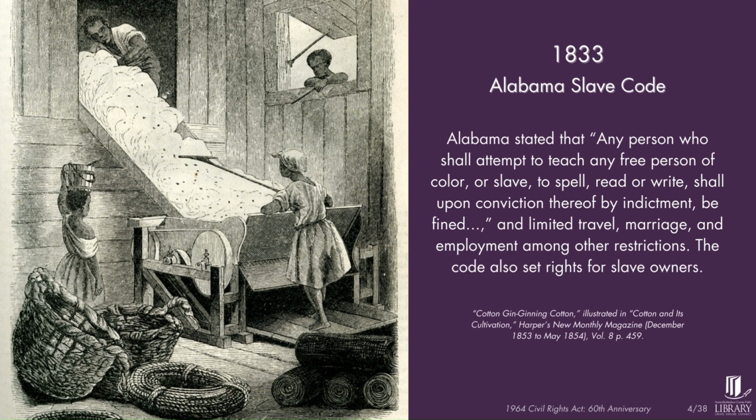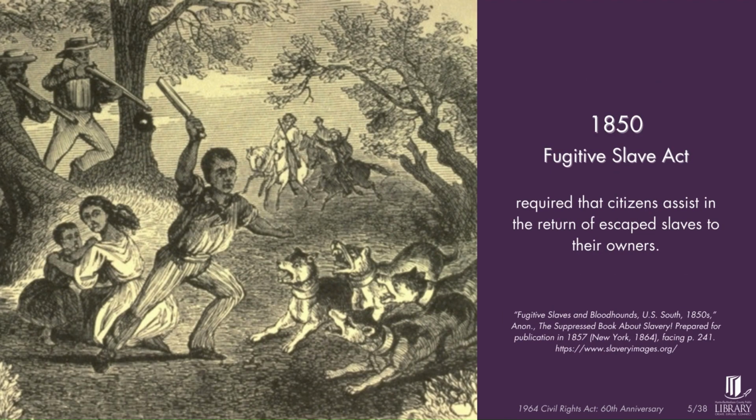The 1833 Alabama Slave Code prohibited free people of color and slaves from becoming literate, and it limited travel, marriage, and employment. The 1850 Fugitive Slave Act required that citizens assist in the return of escaped slaves to their owners.